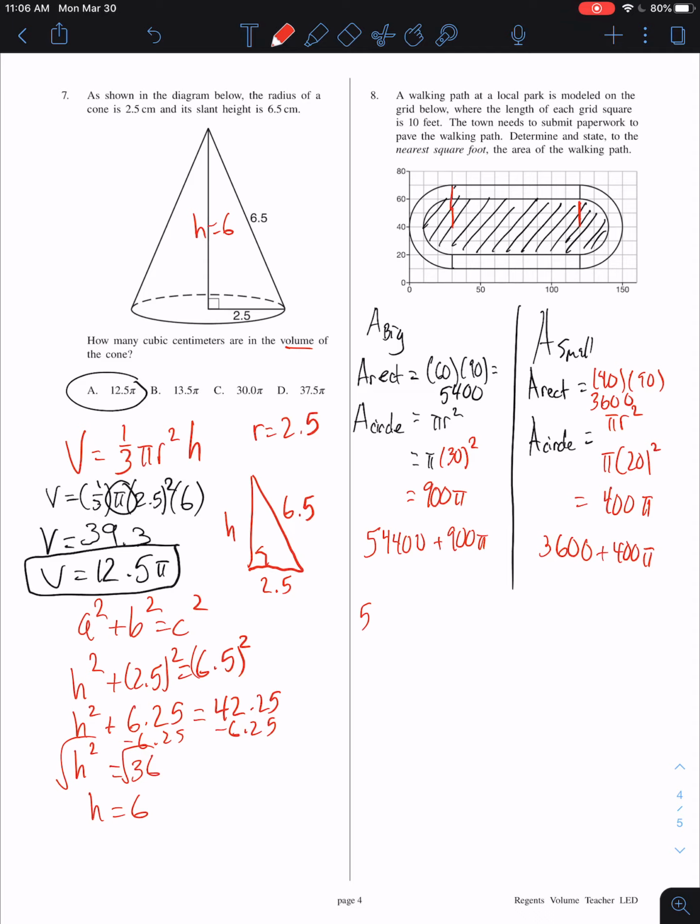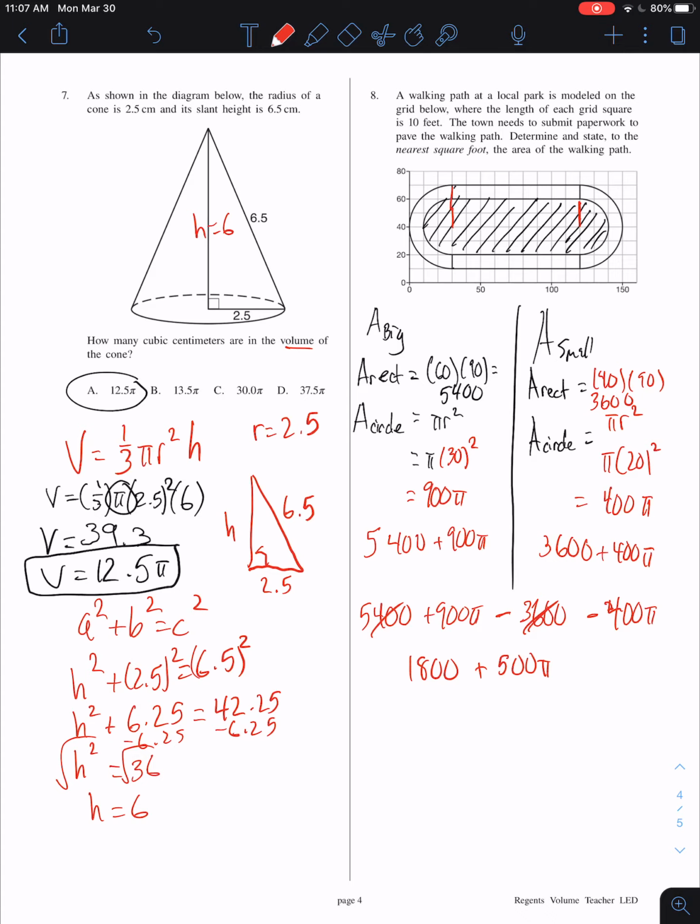Oh, one too many 4s over here. Okay, so let's fix that. So just 5,400 plus 900 pi. Now you've got to be careful here. You have to distribute the negative to both terms. Make sure you're distributing that negative there. That's just common subtraction practice. So when I subtract, I'm going to subtract like terms. So 5,400 minus 3,600, that's going to give me 1,800. I'm going to put a little mark through them, not so I can't see them anymore, but just so I know that I've used them. And then 900 pi minus 400 pi is 500 pi.